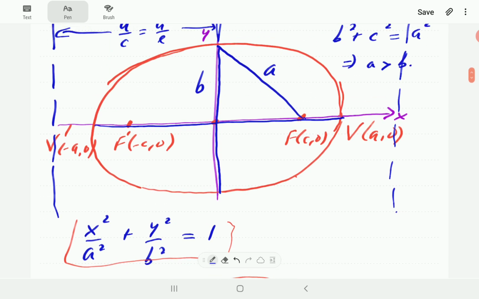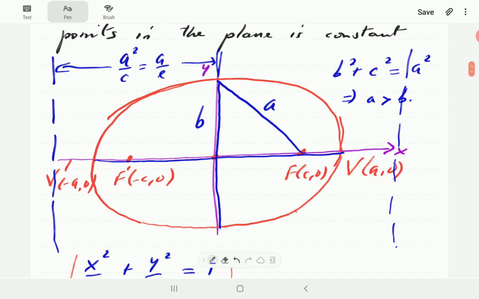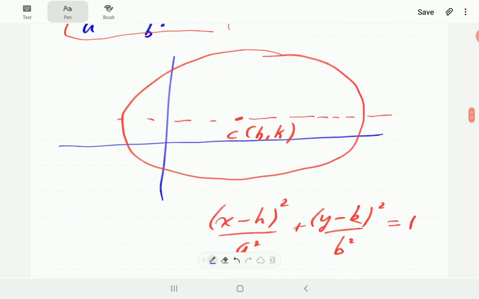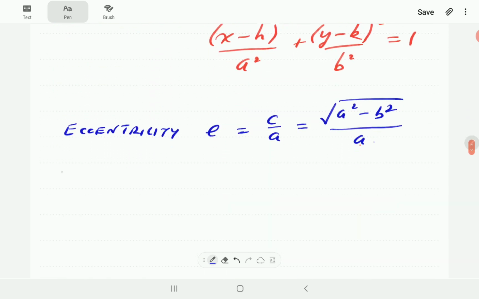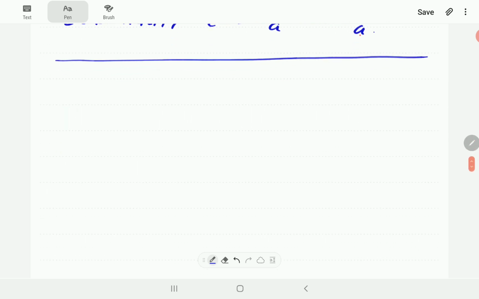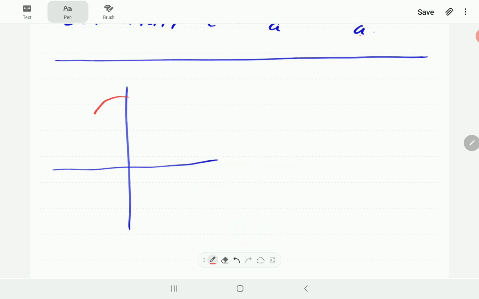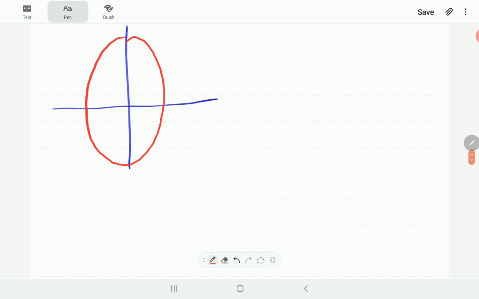So that's about it in terms of an ellipse with its major axis horizontal. Now, if the major axis is vertical and the ellipse is centered at the origin, so if the ellipse is oriented a bit like this.